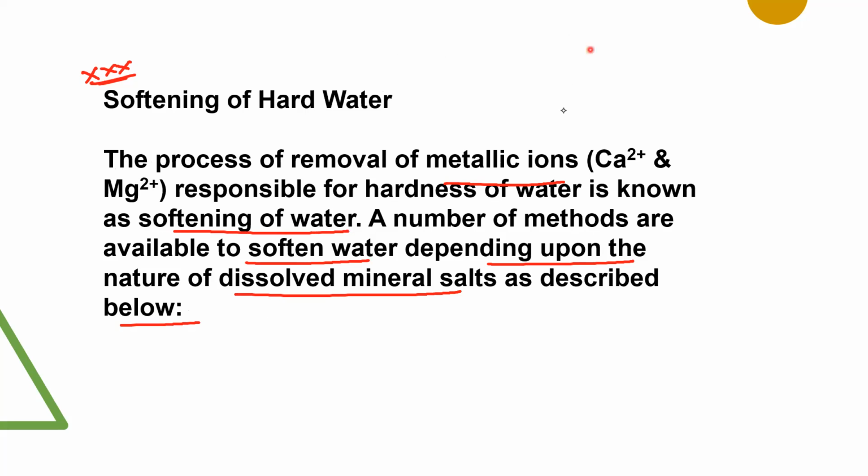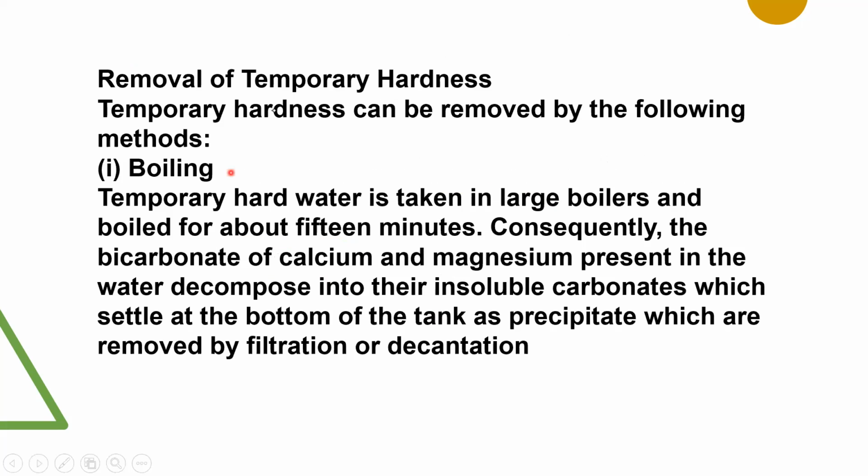Next, continuation. First, removal of temporary hardness. First, by simply boiling. Temporary hard water is taken in large boilers and boiled for about 15 minutes. Consequently, the bicarbonates of calcium and magnesium present in the water are decomposed into insoluble carbonates, which settle at the bottom of the tank as precipitate and are removed by filtration and decantation.